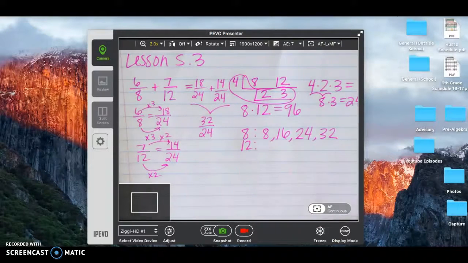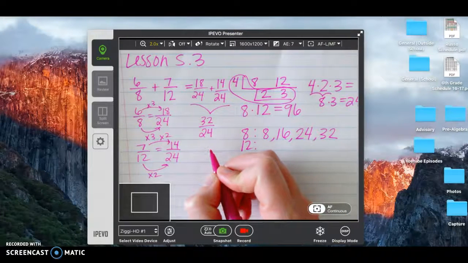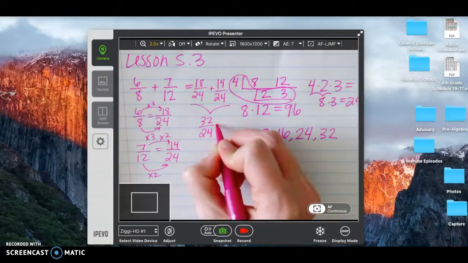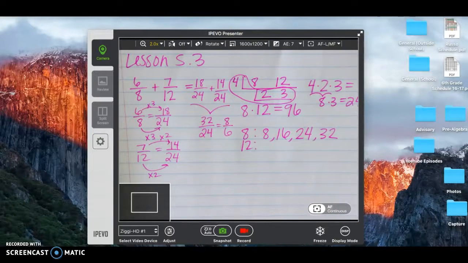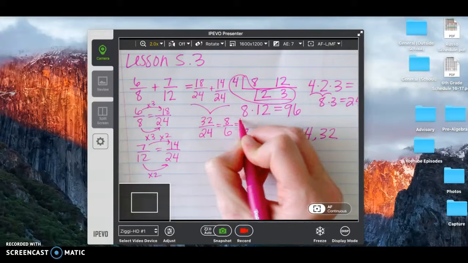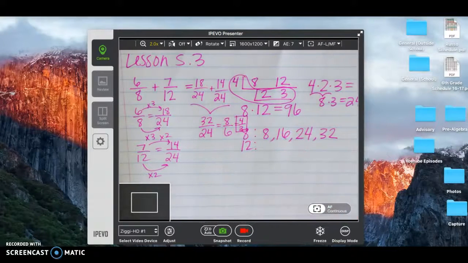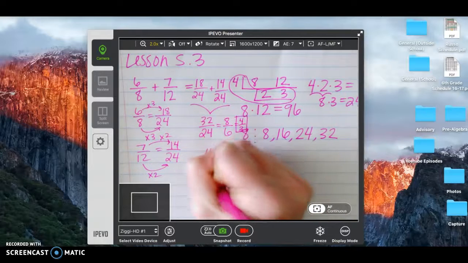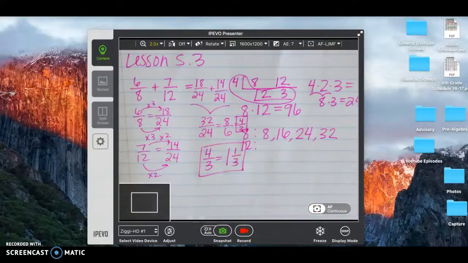I can write it improper or change it to mixed, but I do need to simplify. So I know that 4 is going to be a common factor of both. So that will give me 8 over 6. I still have a common factor of 2. So I need to keep dividing till I get to 4 over 3. I could also write 4 over 3 as 1 1/3. Either way is correct. So this is part 1. Tune in to part 2 if you want to see some more practice.